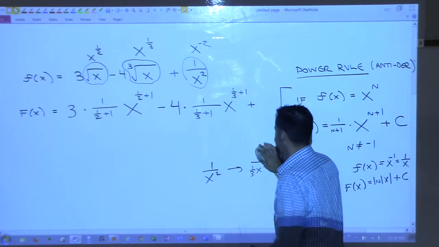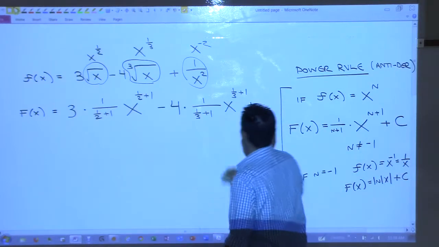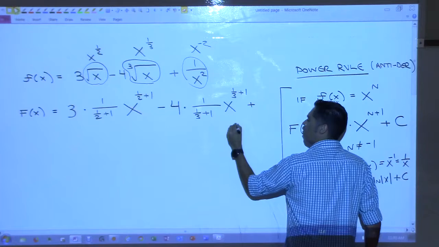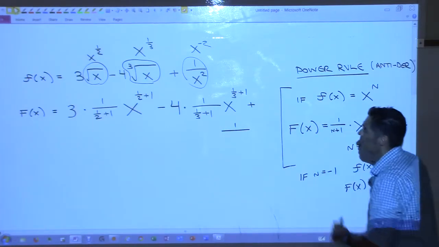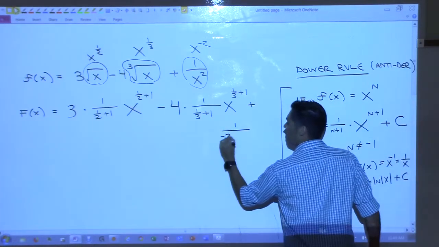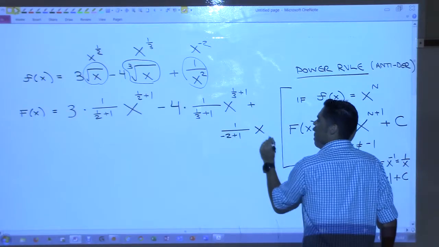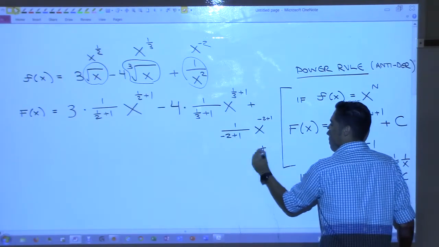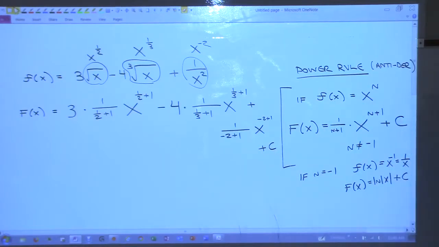I'll let you continue here. This is no good. So I'm going to have him squeeze it in here. It's going to be 1 over what, Jordan? Negative 2 plus 1. X to the negative 2 plus 1. One more thing. Plus c. All right. There we go. Any questions on that? That's just the mechanics of the formula.